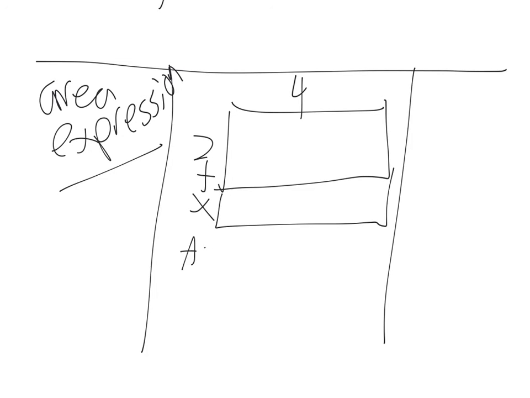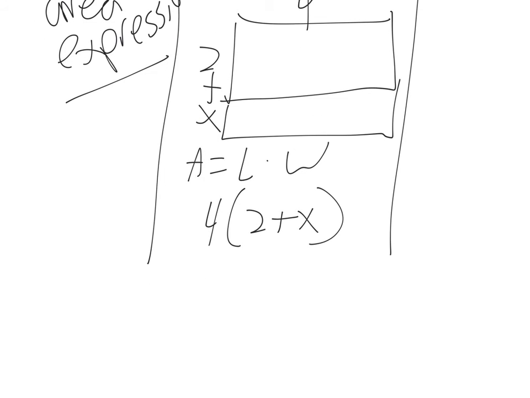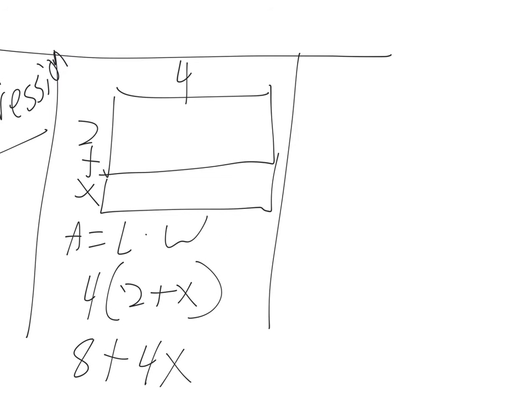So again, area equals length times width. So it would be 4 times 2 plus x, and that would be a potential expression. The other potential expression would be 4 times 2 would be 8, plus 4 times x would be 4x. And I'm going to go ahead and say 8 plus 4x is my answer, 8 plus 4x.